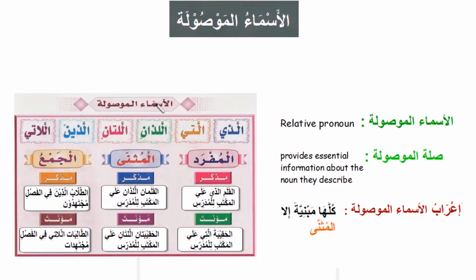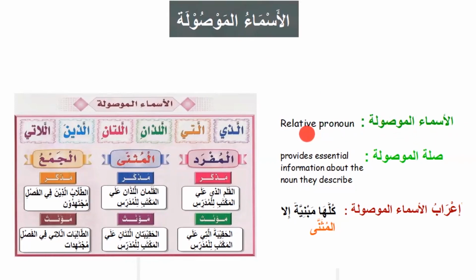الحمد لله رب العالمين. We're looking at Asma'ul Mawsula, as you can see here. Previously we said we'll be looking at it today, inshallah. If you can remember, the last time we looked at Allazi and then Allati. These were examples of Asma'ul Mawsula. Basically, in the English language we say relative pronoun. So that's what we mean by Asma'ul Mawsula.